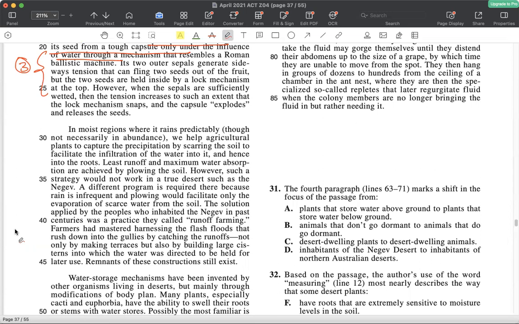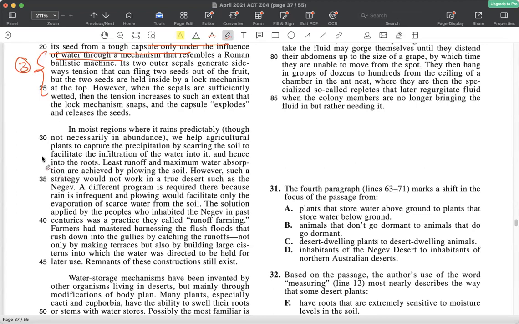from the soil. The solution applied by the people who inhabited the Negev in past centuries was a practice they called runoff farming. Farmers had mastered harnessing the flash floods that rushed down into the gullies by catching the runoffs, not only by making terraces, but also by building large cisterns into which the water was directed to be held for later use. Remnants of these constructions still exist.